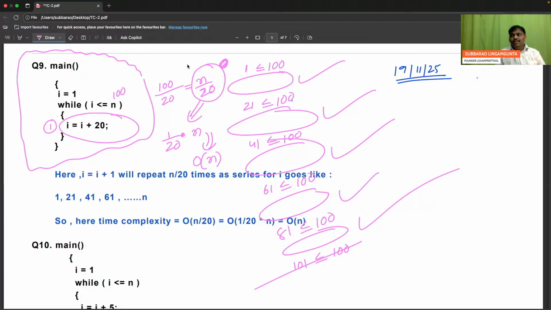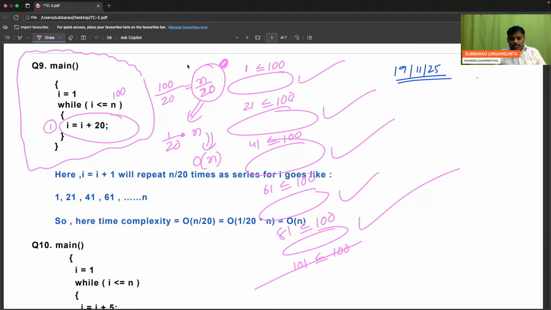If anyone asks what the time complexity of this program is, you can simply say n by 20. If they ask for a slightly better way, n by 20 can be written as 1 by 20 into n. So 1 by 20 is a constant, and n is there. So big O of n, theta of n, omega of n. What is the difference between these three symbols? In further classes, I will explain what big O, omega and theta are and what the difference is. As of now, assume all three are the same.